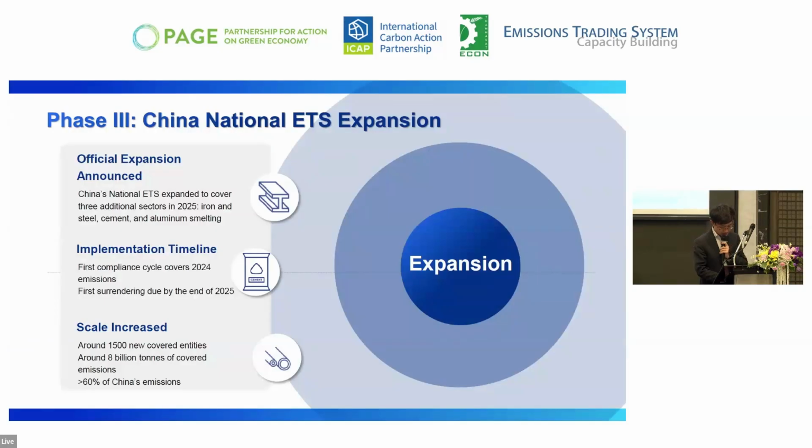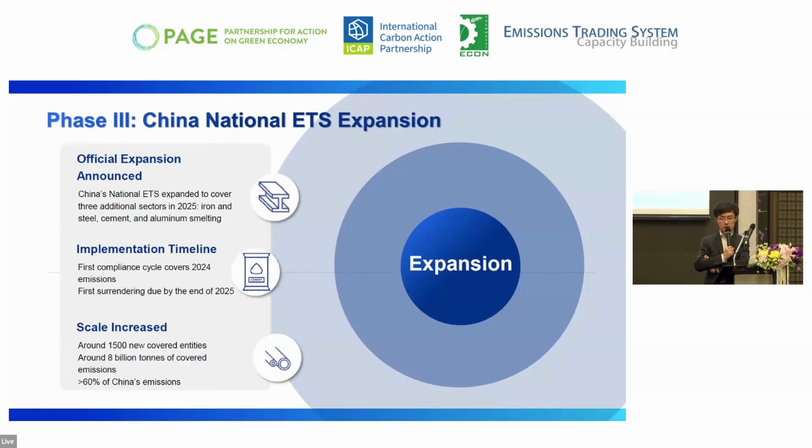And after China implements its ETS, the next phase is the national ETS expansion and operation. Starting from last year, China has already expanded its sectors to cement, aluminum, and iron and steel, but it's still undergoing further expansion. The other four sectors haven't been covered yet: chemical, petrochemical, aviation, and papermaking.